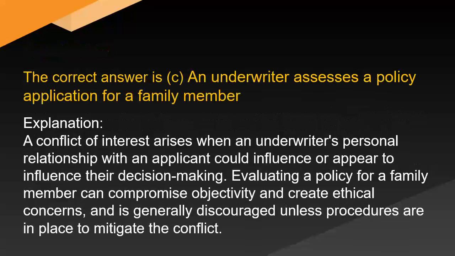The correct answer is C. An underwriter assesses a policy application for a family member. Explanation. A conflict of interest arises when an underwriter's personal relationship with an applicant could influence or appear to influence their decision-making. Evaluating a policy for a family member can compromise objectivity and create ethical concerns, and is generally discouraged unless procedures are in place to mitigate the conflict.